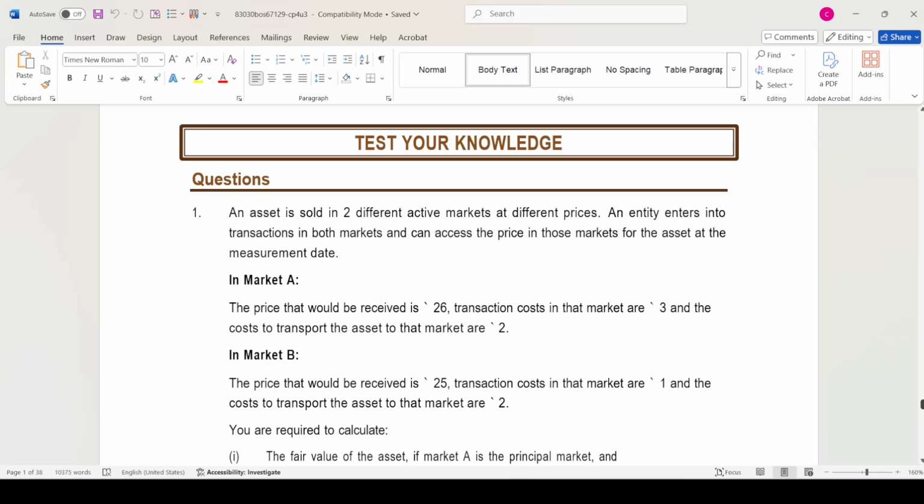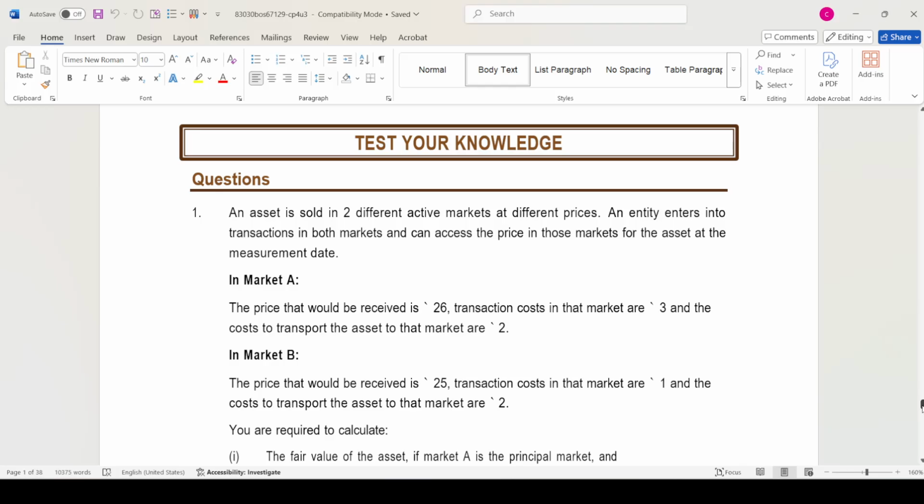Second thing, we should not deduct the transaction cost while determining the fair value of the asset. Why? Because transaction cost is incurred for a particular transaction; it is not a cost related to the asset. And why do we need to deduct transportation cost while determining the fair value of the asset? Because transportation cost changes the location and condition of the asset, right? For selling the asset, we have to transport it to that particular location. That cost belongs to the asset, so we deduct it when determining the value of the asset as on the balance sheet date or some measurement date. I think it is clear.